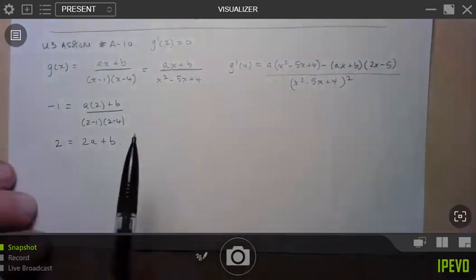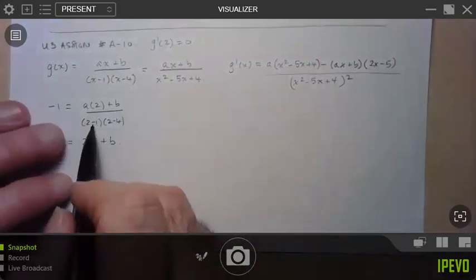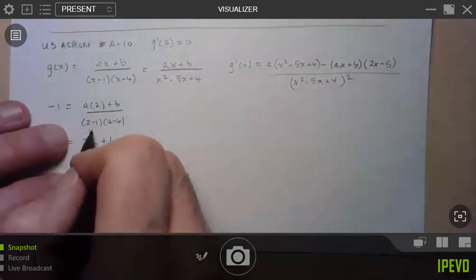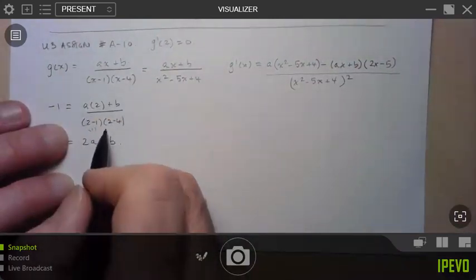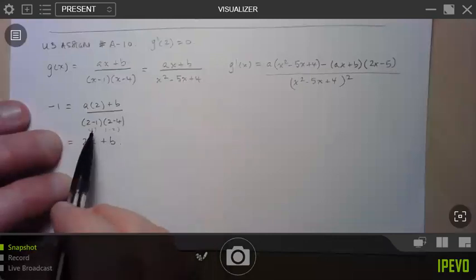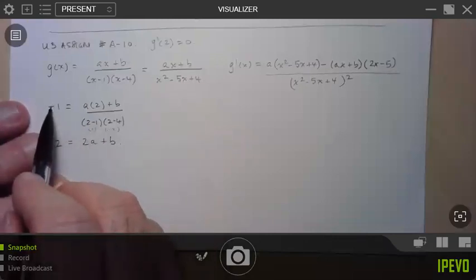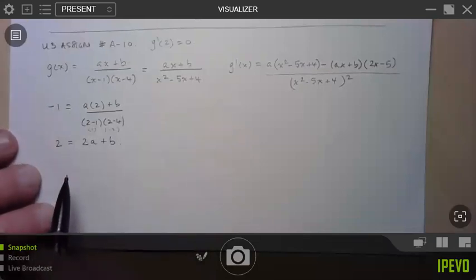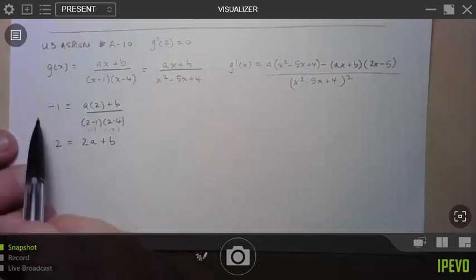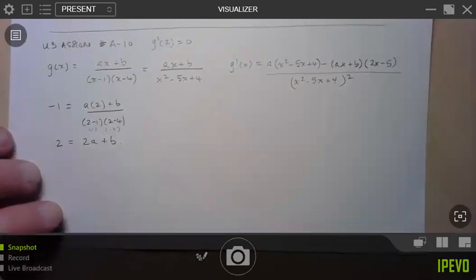Sorry, somebody's asking a question about how this was 2. So here, if I look at this, 2 minus 1 is 1, and 2 minus 4 is negative 2. So the denominator here is negative 2, and I just multiplied that to the other side of the equation. And negative 1 times negative 2, that's where the 2 came from. Hopefully that's okay.